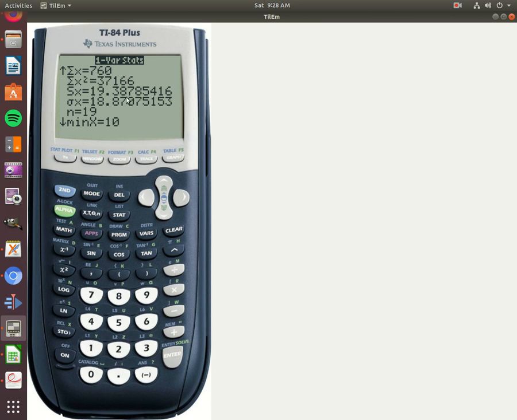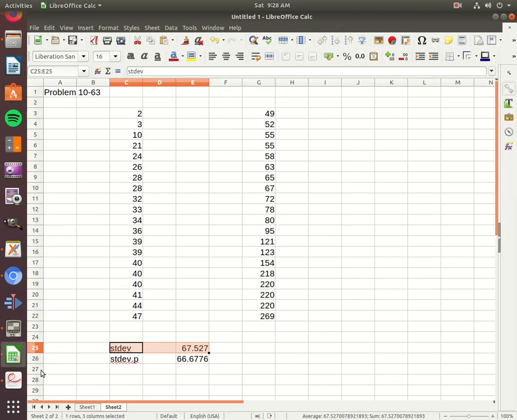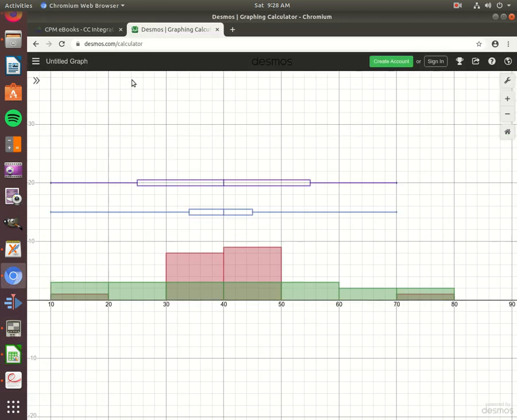So there's a lot of information when you run that one variable stats that we might not necessarily be aware of. N means number of 19. That means there's 19 pieces of data. That's what that means. So again, hopefully you guys are watching these and getting something out of them. All right. So how do we do this in Desmos then?